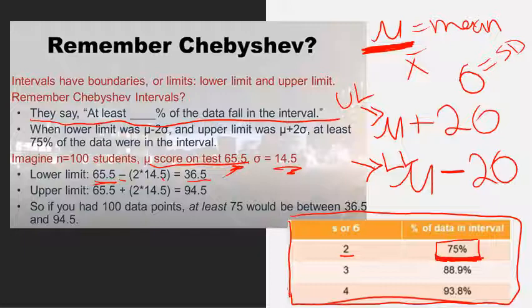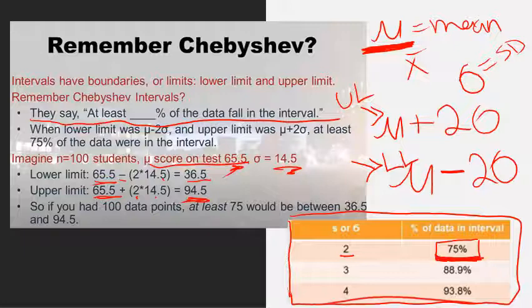Then to find our upper limit, we take the mean again, and this time we add, because when you find your upper limit you add, and when you're looking for your lower limit you subtract. So now we add 2 times the standard deviation, and your upper limit is going to be 94.5.